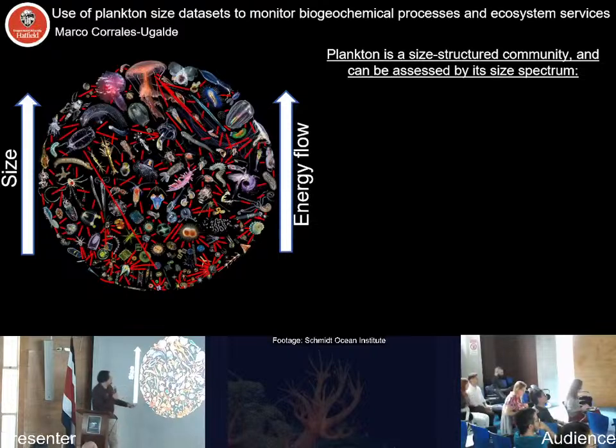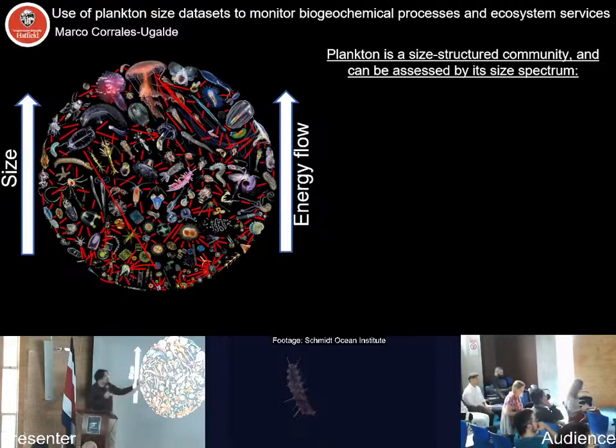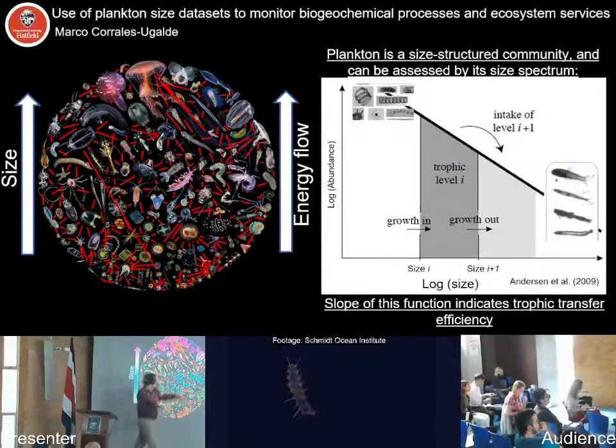Luckily for us, the directionality of the energy flow through the system follows the same directionality of an increasing size, at least for these type of organisms. And that's why plankton is considered to be a size-structured community. And we can use this relationship to calculate the slope of the linear regression between an organism's size and its abundance.